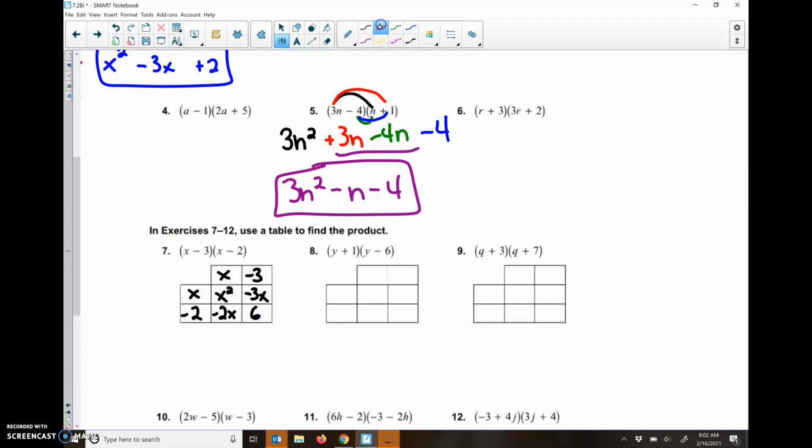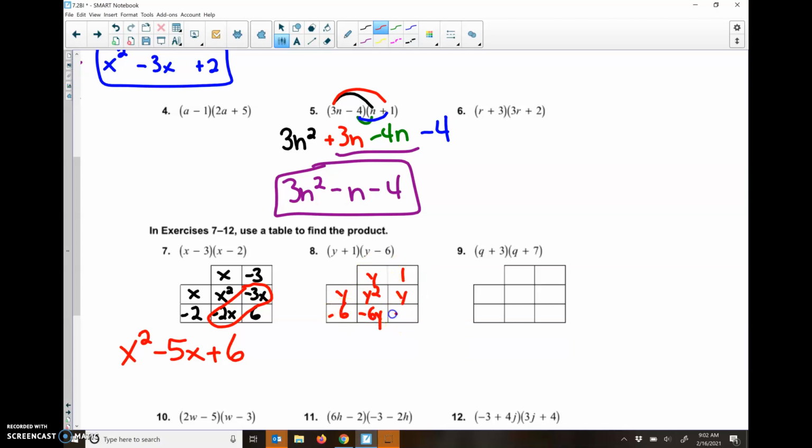And the same thing, if you did this correctly, you should always be able to combine these two boxes. So x squared, -2x plus -3x is -5x, and then +6. Okay, let's do another one. So I have y and a +1, y and a -6. So y and y meet at that box, that's y squared. Y and 1 meet in that box, that's y. Y and -6 meet in this box, that's -6y.